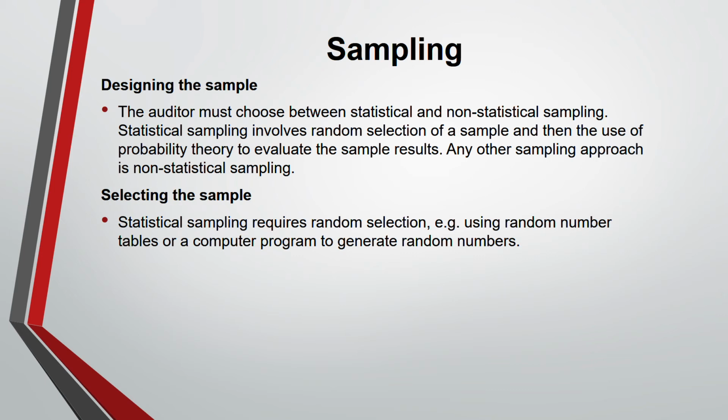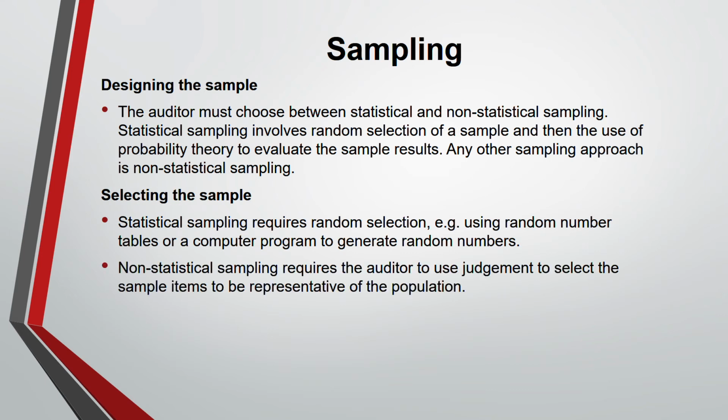Okay. Second is non-statistical sampling. In non-statistical sampling, auditors have to use judgment. What are the items that they are going to put in their sample? Okay. It is not random selection.